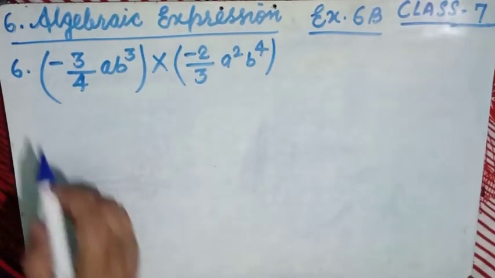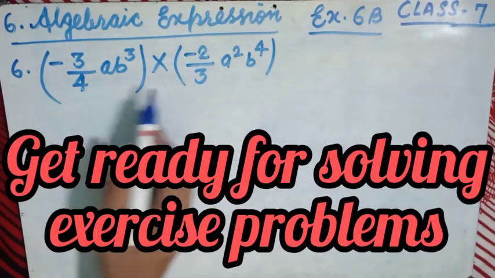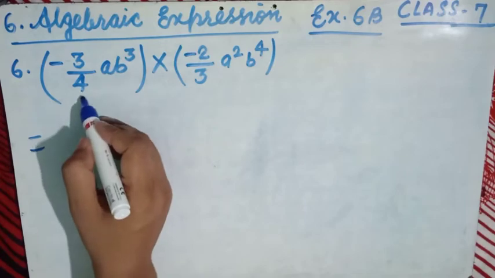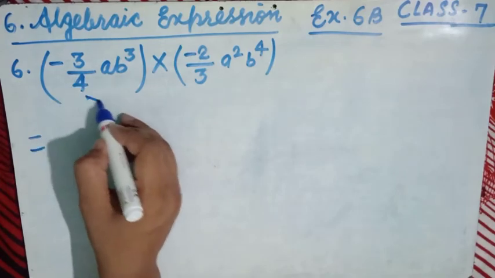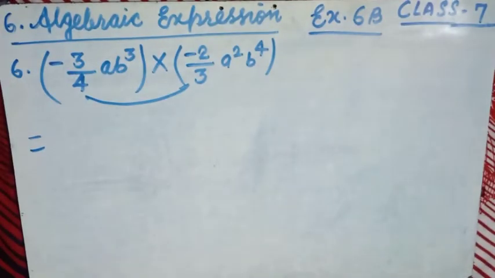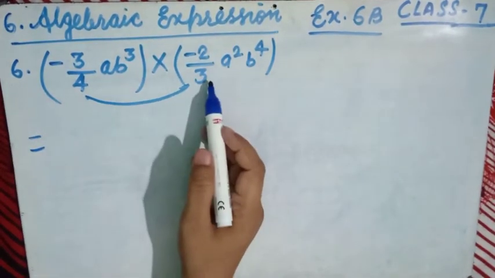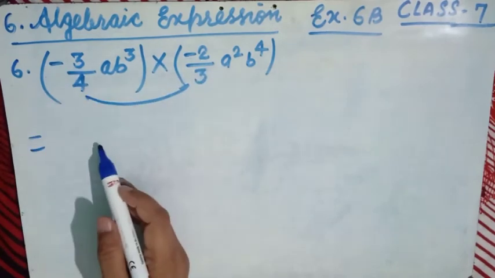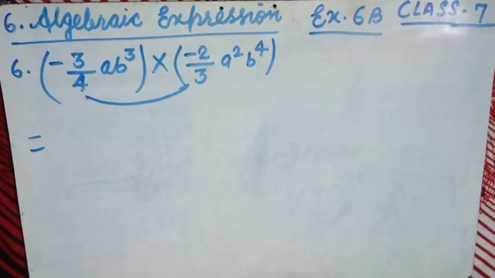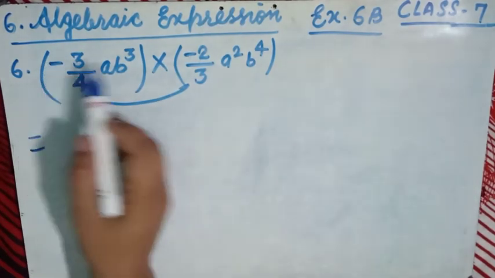Now we will solve question number 6. Sorry friends, see question number 6. The question says find the product. First of all, see the numerical factors. Here is minus 3 by 4 as one factor. First of all, multiply the signs. We have already discussed that the multiplication of two expressions having the same signs gives a positive result. Here is the minus, here is the minus, same sign, so minus into minus is plus.